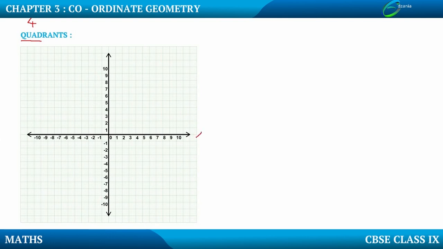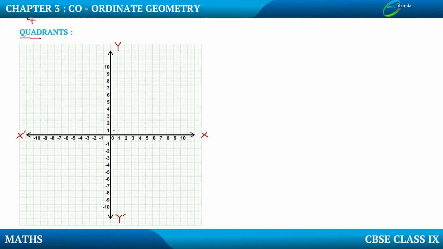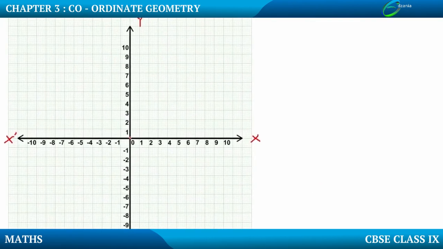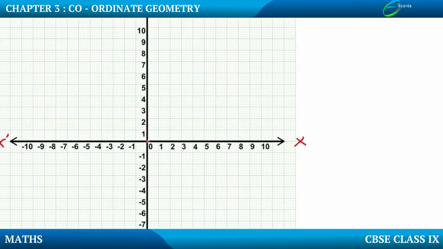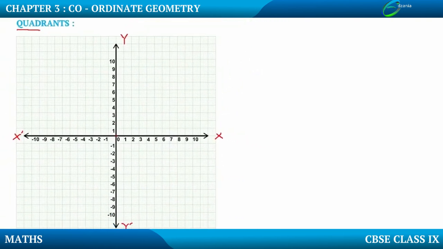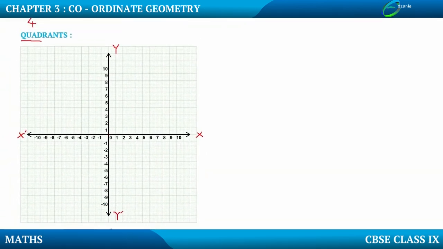So we clearly know that this horizontal line is denoted by XX dash, which is also called the x-axis. The vertical line is denoted by YY dash, which is named the y-axis. And we are already aware of this point over here, where the x-axis and y-axis intersect. This point is called the origin. When the x-axis and y-axis intersect each other, you can see that this graph paper has been divided into 4 parts, very similar to the piece of paper which was divided.